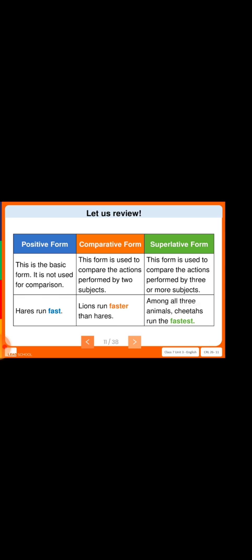Then superlative form. This form is used to compare the action performed by three or more subjects. Here you can see who are the three subjects. Animals like cheetah, hares and lion. Among all three animals, cheetah runs the fastest. Now I think you all understood about the degrees of adverbs.